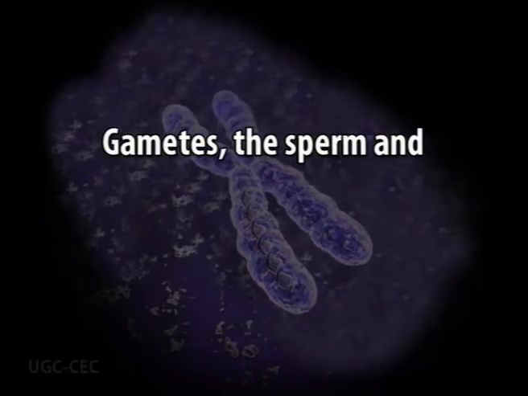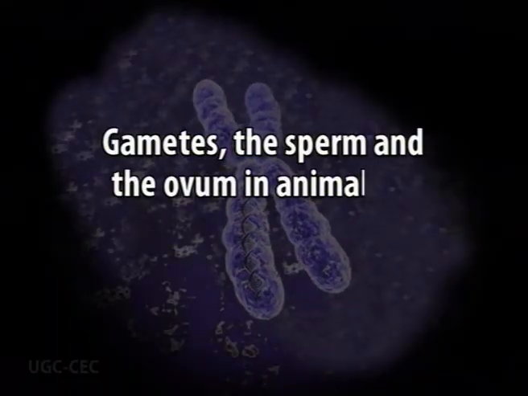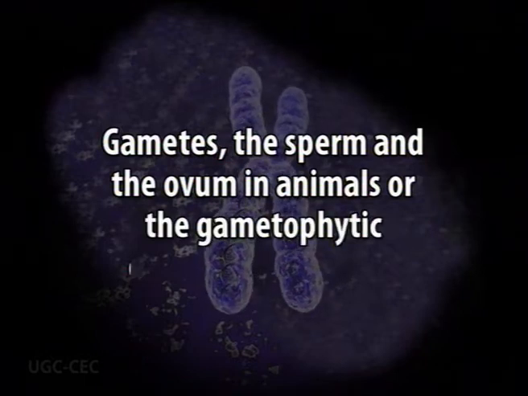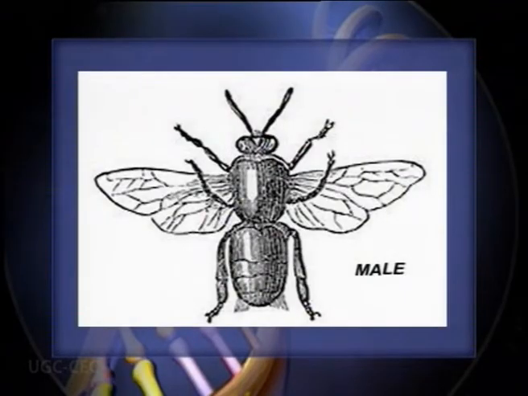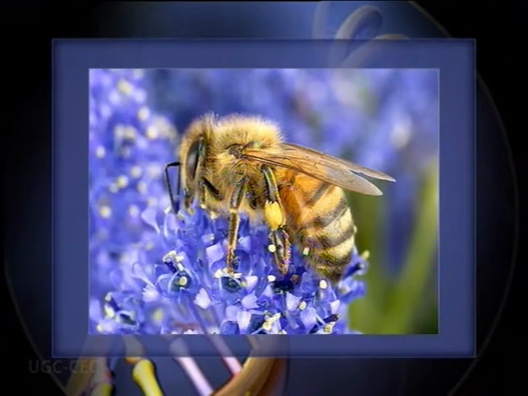In some cases, the chromosome number will be haploid, indicating the presence of unpaired chromosomes. Haploid number is a characteristic feature of gametes, the sperm and the ovum in animals, or the gametophytic generation in plants. Haploid chromosome number may be seen in some adult organisms also. Male honeybees are haploid, that is monoploid, whereas females are diploid.